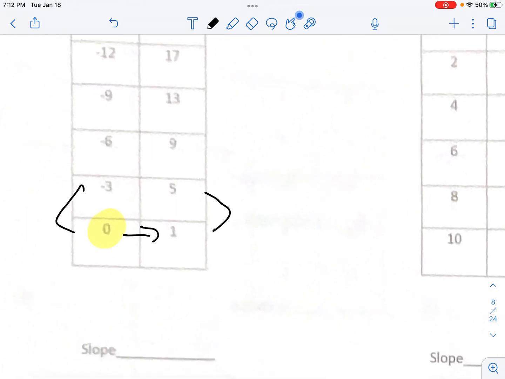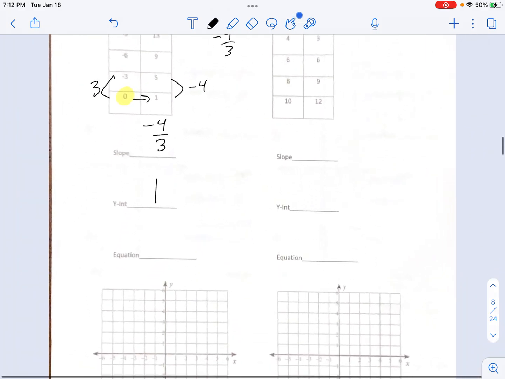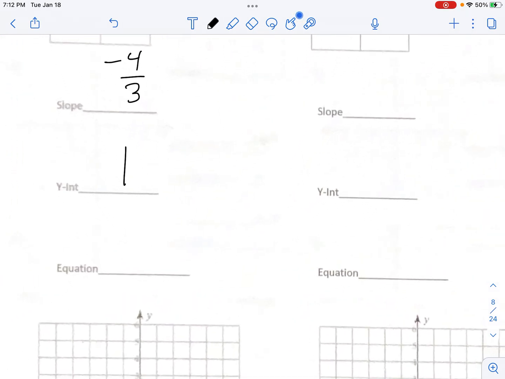So 5 to 1 is down 4. -3 to 0 is up 3. So it would be y over x, so that's my slope, -4 over 3. Now that I've got the slope and the y-intercept, we can write the equation. So y equals, my slope is -4 over 3. That goes in front of the x. My y-intercept is 1, so plus 1. All right?